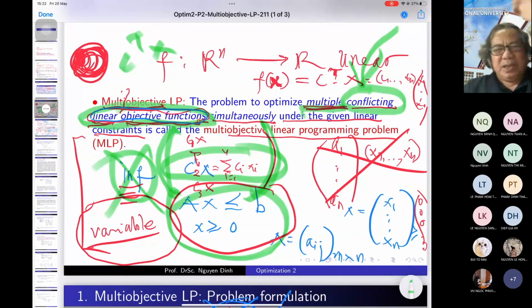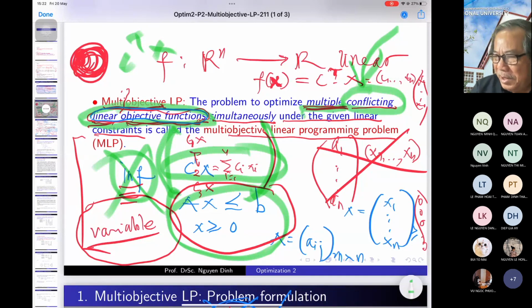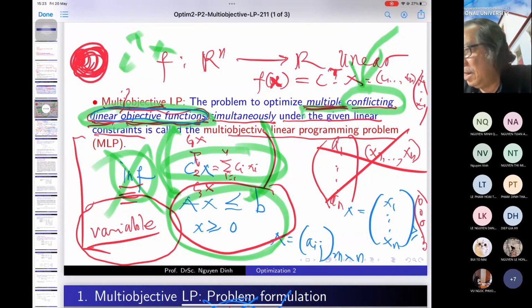Many objectives, but the first objective is maximum, the second objective minimum, the third objective minimum, the fourth objective maximum, or something like this. So conflicting, okay? So the problem with linear constraints and two or more objective functions, but linear, we call a multi-objective linear programming problem. Or we say linear programming, or linear problem, something like this. Okay.